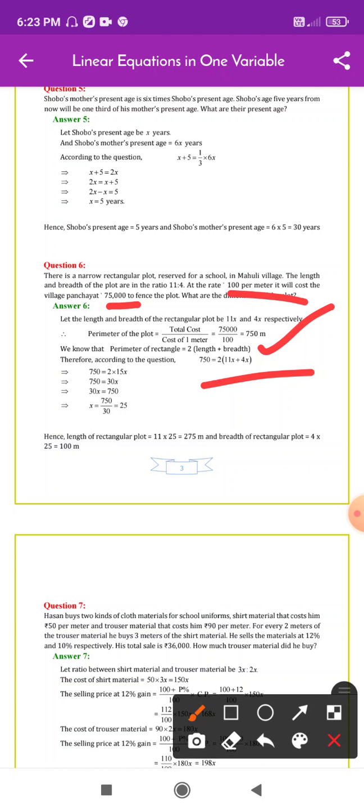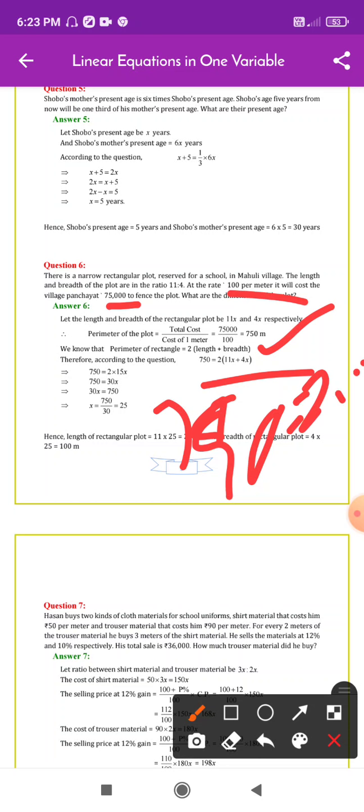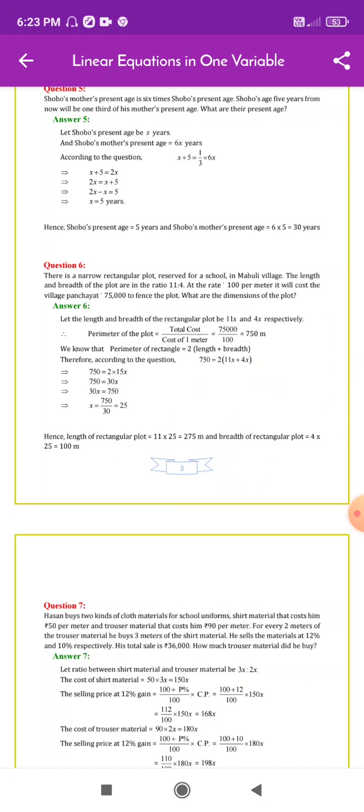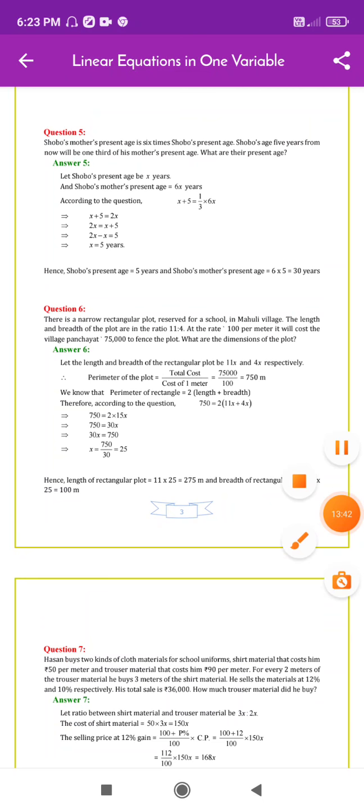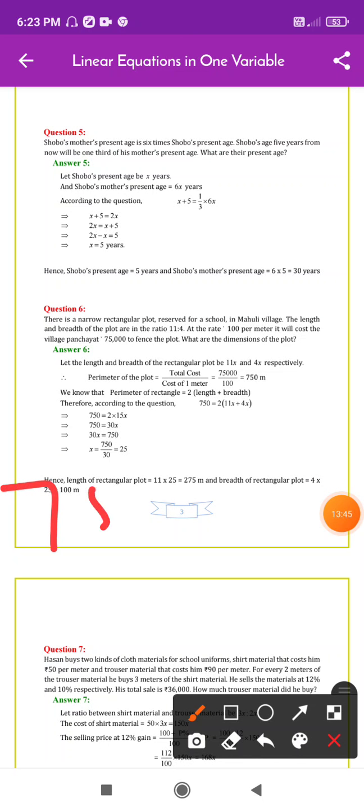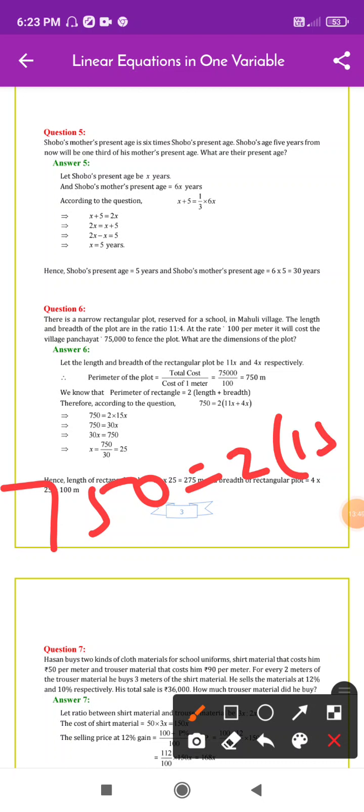So 11x plus 4x is how much? That is 15x. Yes or no? So 750 equals 2 into 15x. Yes. So just see here, 750 equals 2 into 15x. 11x plus 4x is how much? That is 15x. Yes or no?